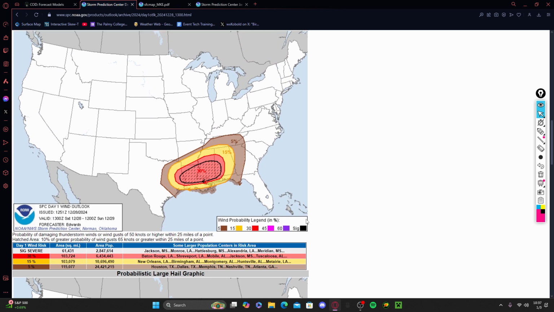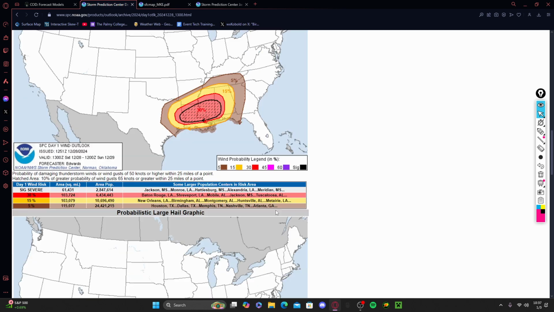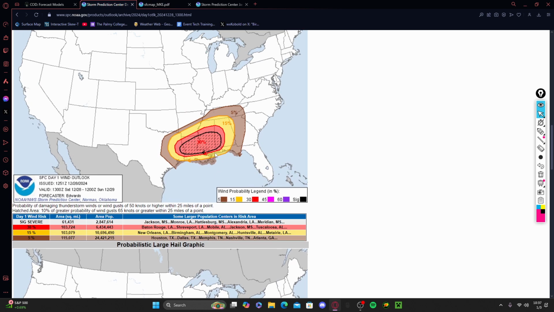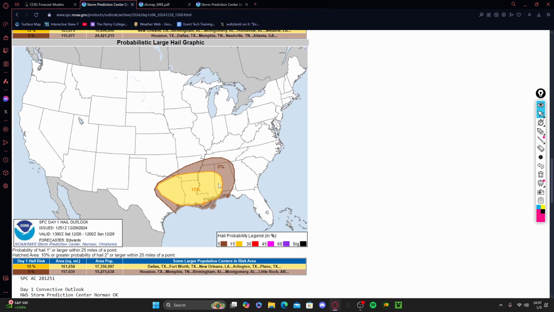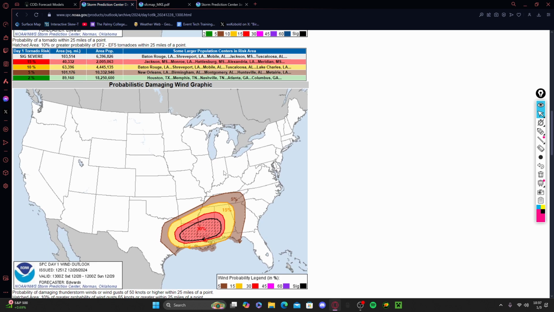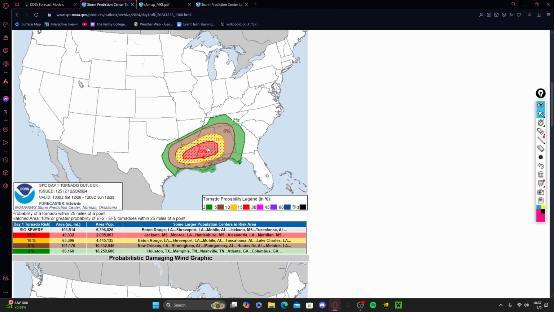These often have larger percent chances, so 15% and 30%, bigger jumps. So the 15% here would be a slight risk, and the 30% would be an enhanced risk. Compared to up here with the 10% would be an enhanced risk for tornadoes. Down here, this is only a slight risk of hail. This is an enhanced risk of wind and a moderate risk of tornadoes. That's kind of how you read those.